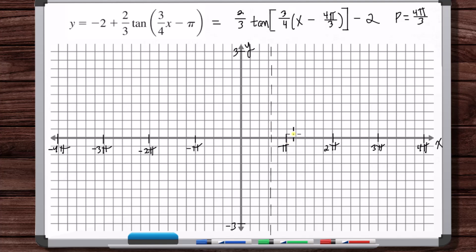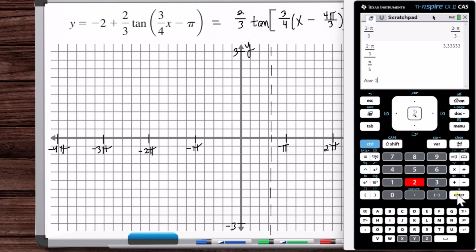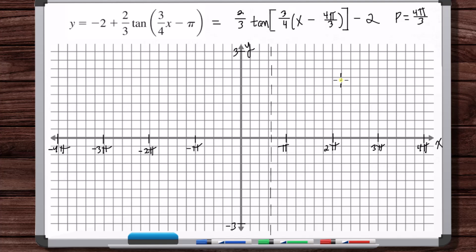Now we're going to go 1 period from here. This is 2 pi over 3. A period is going to be this times 2, so we want to go this plus this, 10 tick marks to get to the end of the period. Right, so 2 pi over 3 plus 4 pi over 3 should be 2 pi. 4 pi plus 2 pi is 6 pi. 6 pi over 3 is 2 pi. That's right, okay.